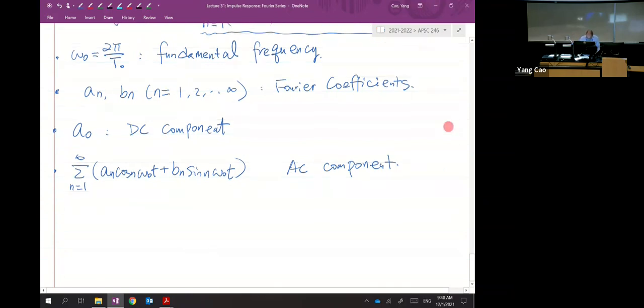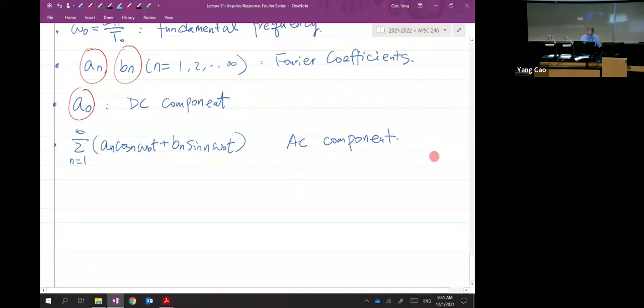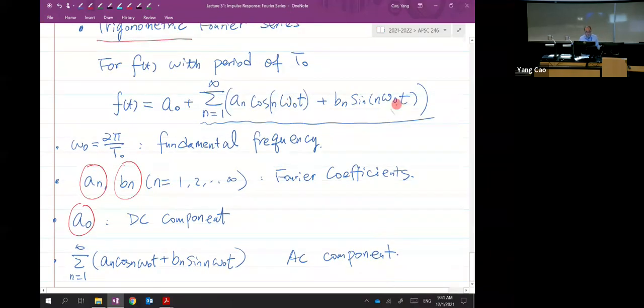Anyway, the next question is, how do I get this a naught? How do I get a_n? How do I get b_n? As a matter of fact, this is part of the application of the Fourier series: you can always decompose any sound into a sum of Fourier series terms. So whatever we're talking, whatever you're listening to, in the back of the sound, these are there.